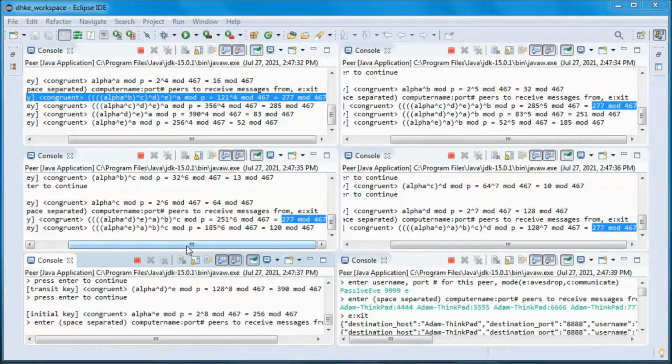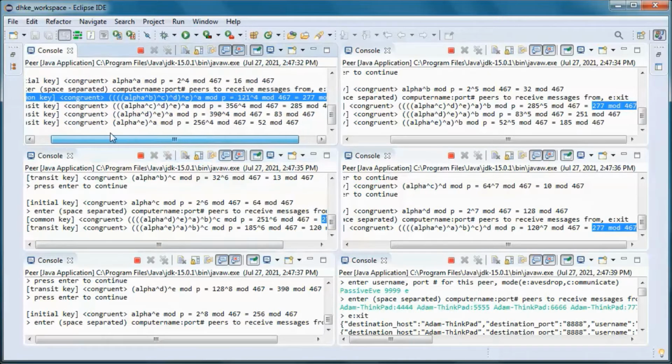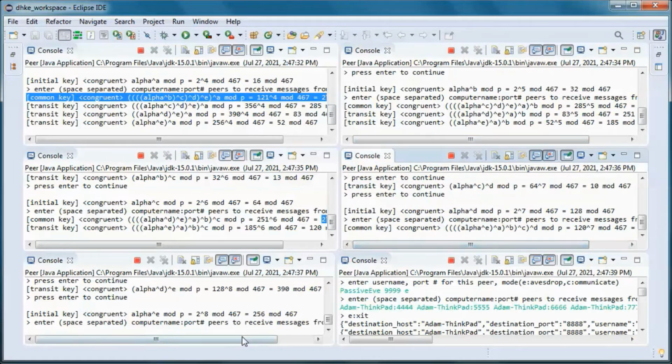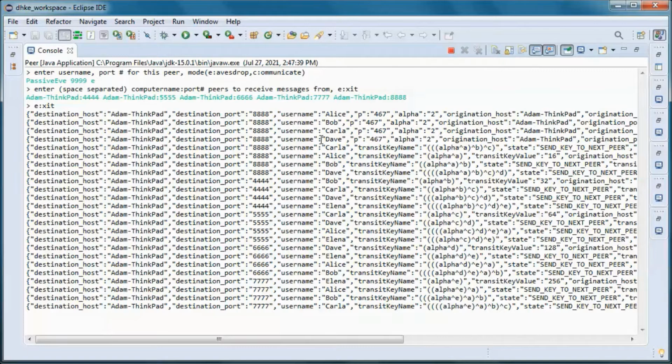So I went over what happened here in more details in the previous prototype project. So passive Eve cannot use any combination of the values that she sees. So she cannot use any combination efficiently to reproduce alpha to the power of A, B, C, D, E. And much larger values would be needed here to make this example secure.